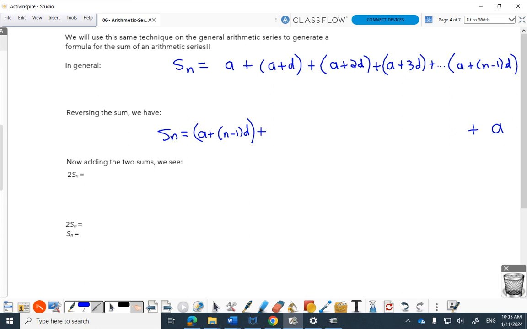If I add, and I need a red pen here, if I add that term with that term, just like Gauss did, the first term with the last term, I get 2a plus (n minus 1)d. That's what I'll get for the first one. And I'll put a little square bracket around that.